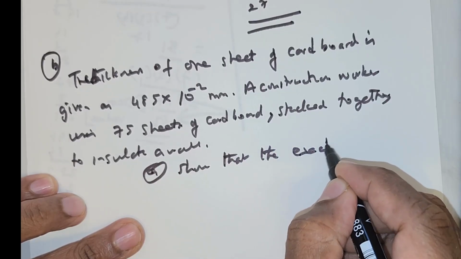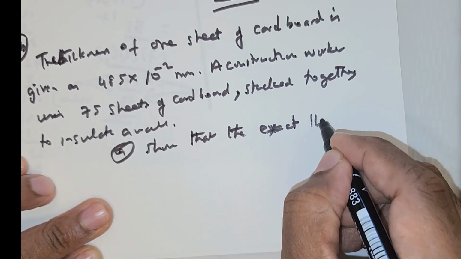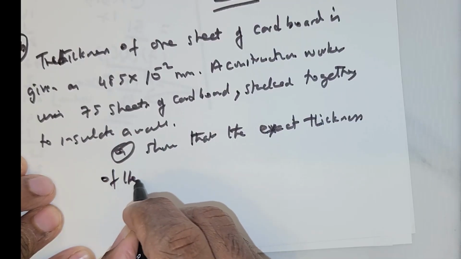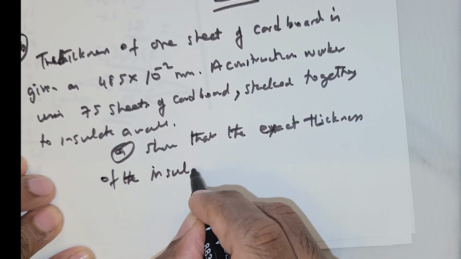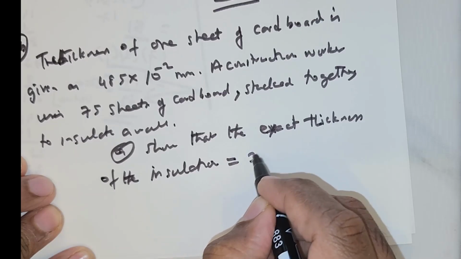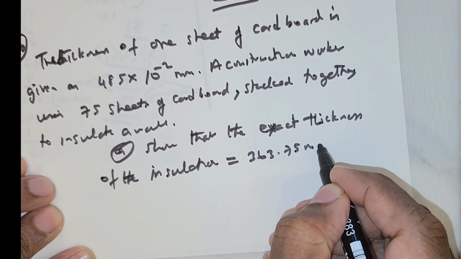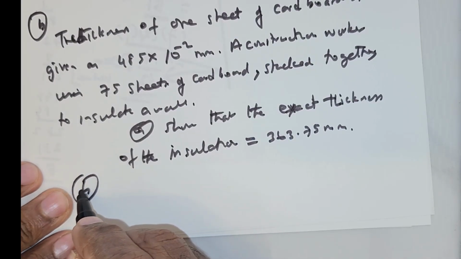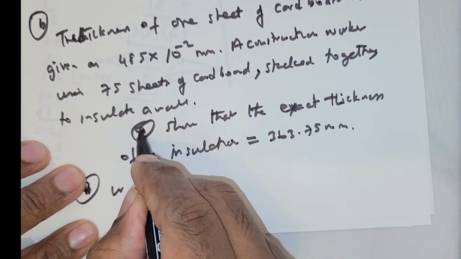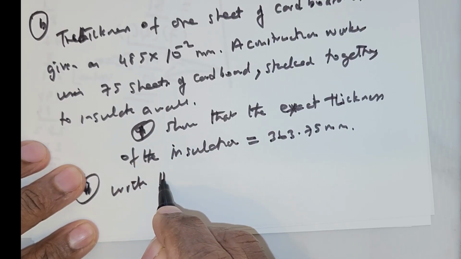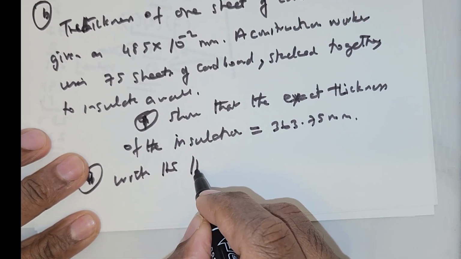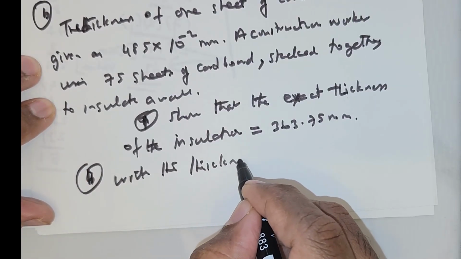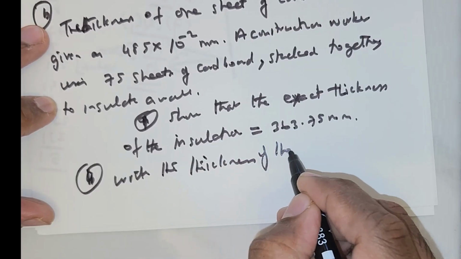Question 1: Show that the exact thickness of the insulation is 363.75 mm. This is the first question. The second question is: write the thickness of the insulation.